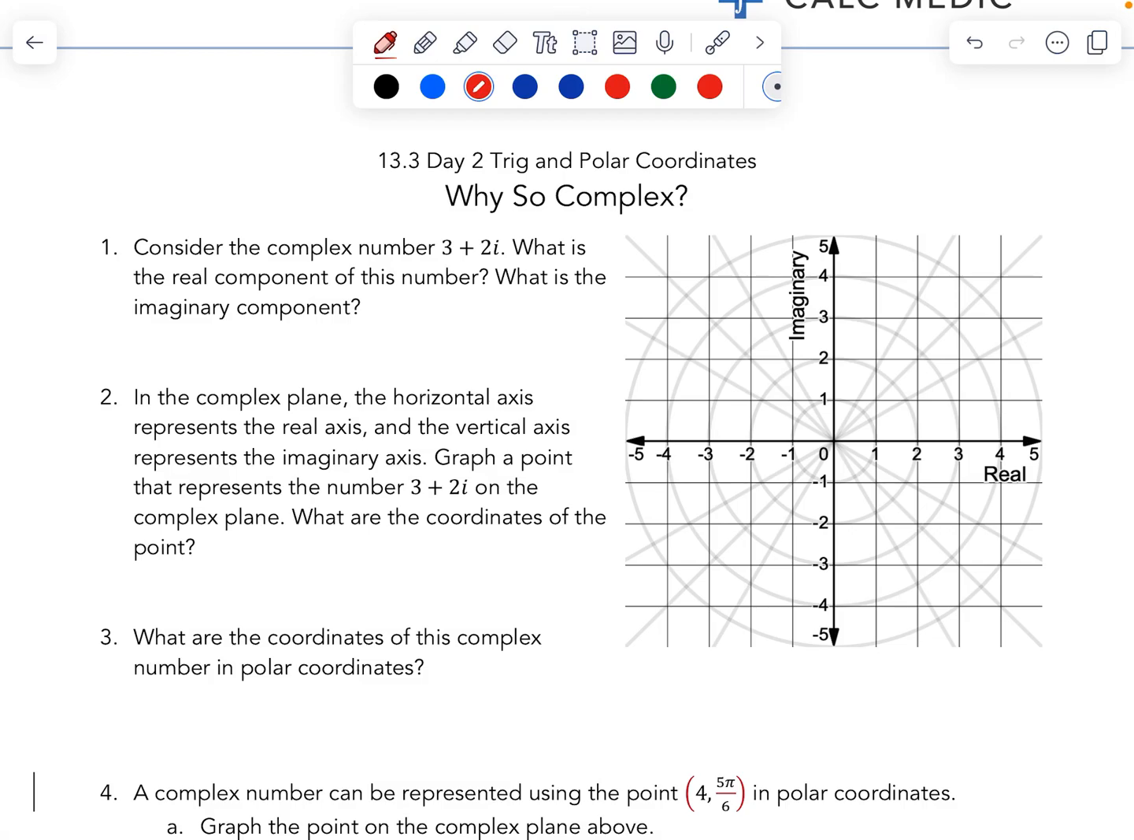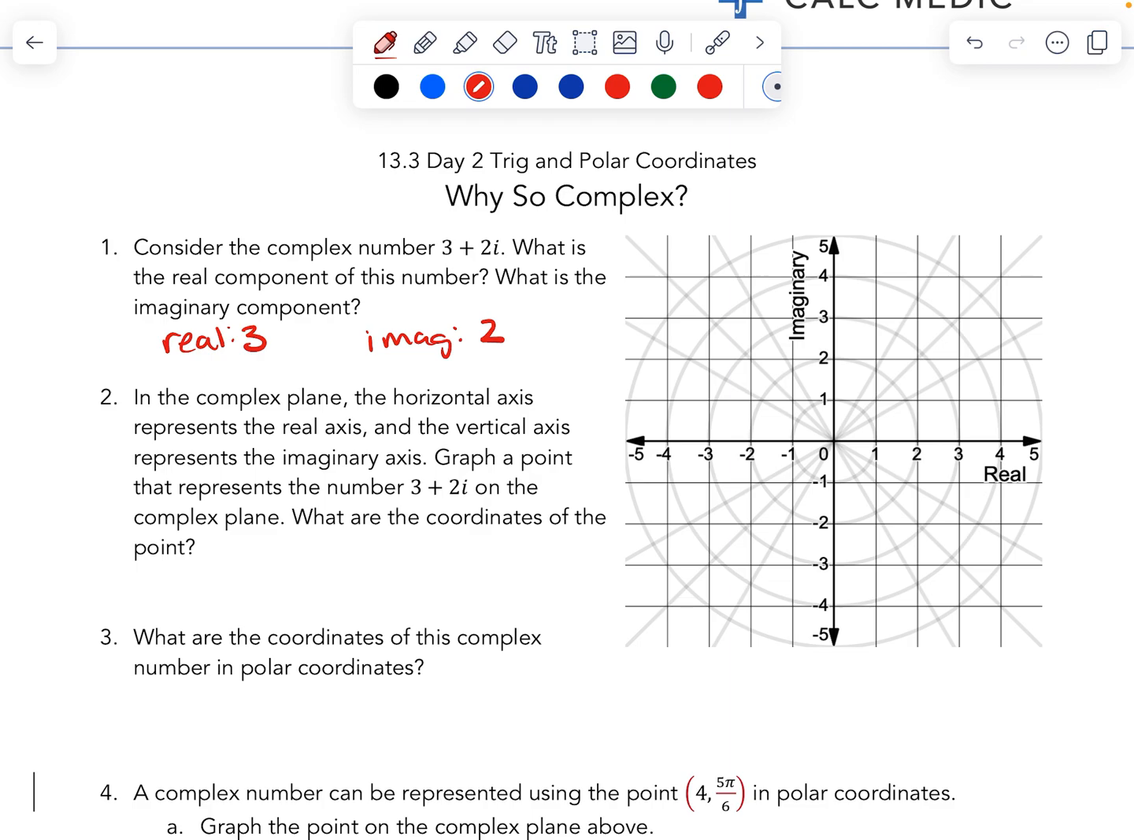So today we're going to take a look at some complex ones. So if you look at our axes, now we have a real and imaginary. So consider the complex number 3 plus 2i. What is the real part and what is the imaginary? So our real is 3. Our imaginary is the 2.